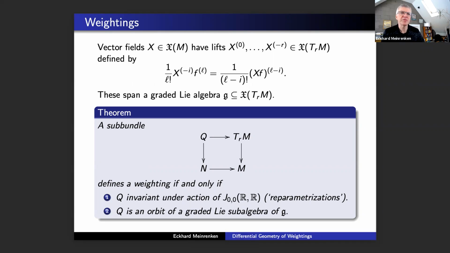Yeah. So another way of looking at it is that these lifts of vector fields give a foliation of T^rM, and so it's like some leaf of that foliation, or a collection of leaves.